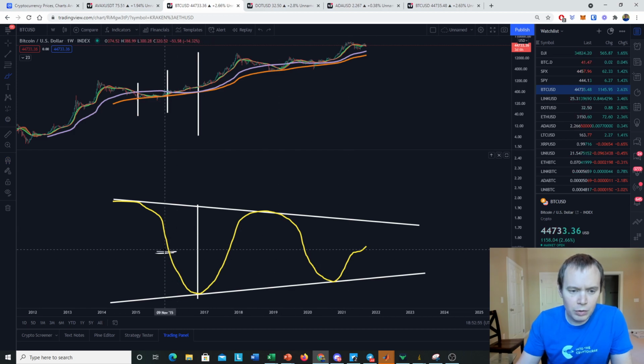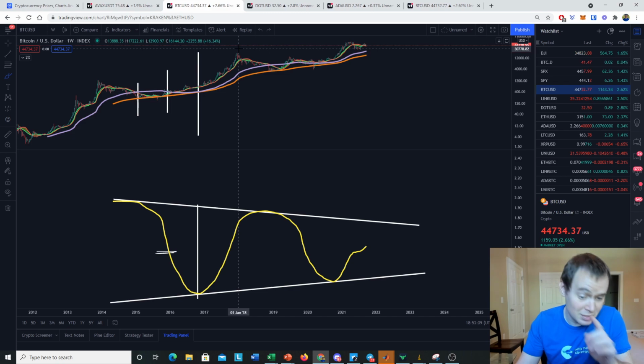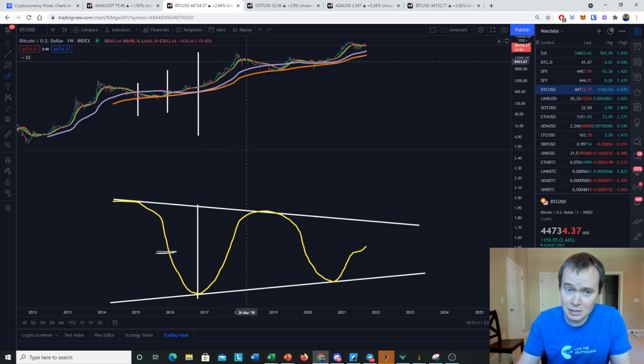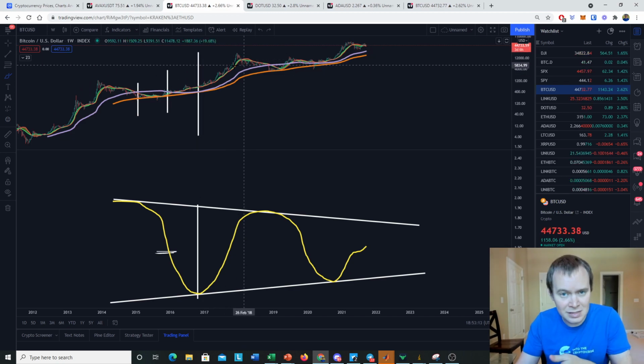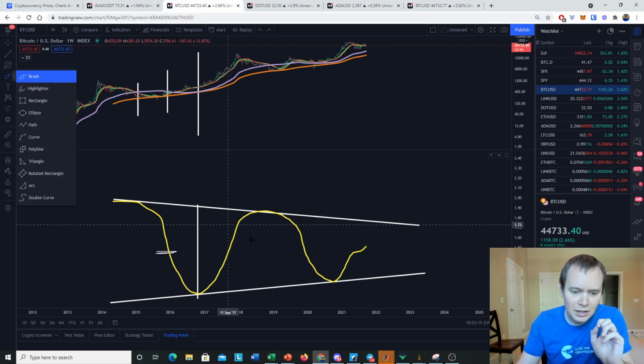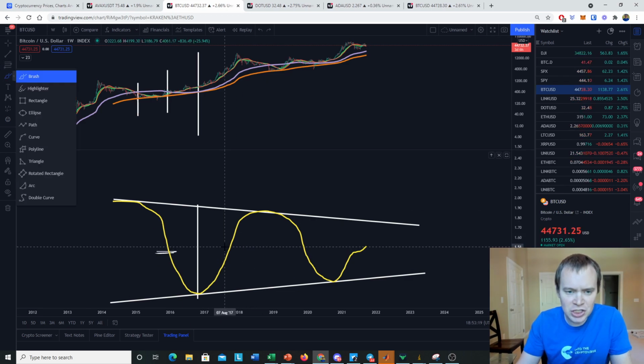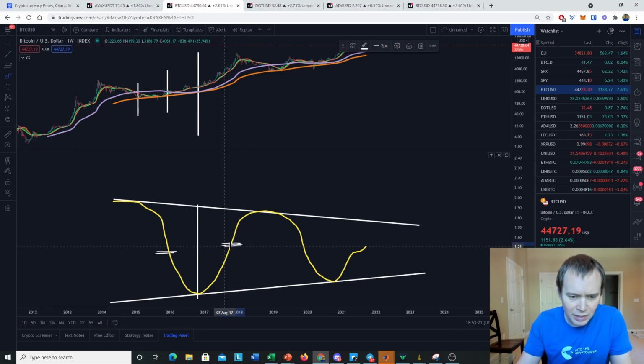Okay? So the inflection point is where we more or less held the 20-week. The bottom shows where this parabolic move really started to take off. All right, that's what it shows. This is all last cycle. We haven't gotten to this cycle yet. We're getting there. The change in concavity occurred here, somewhere in this area.